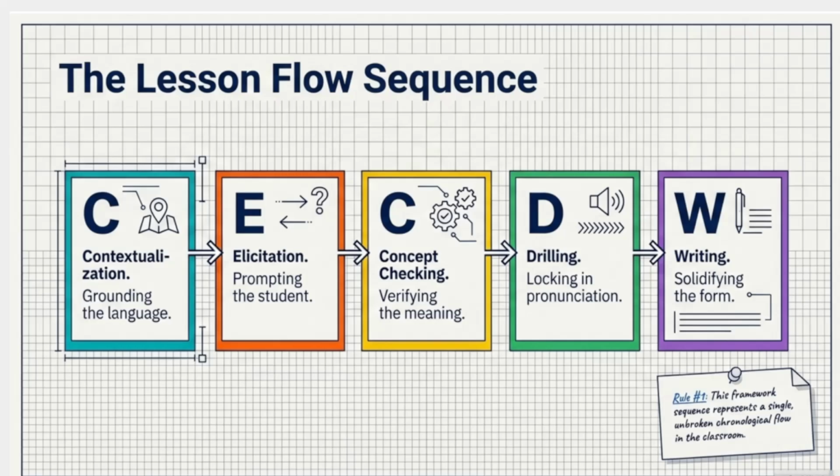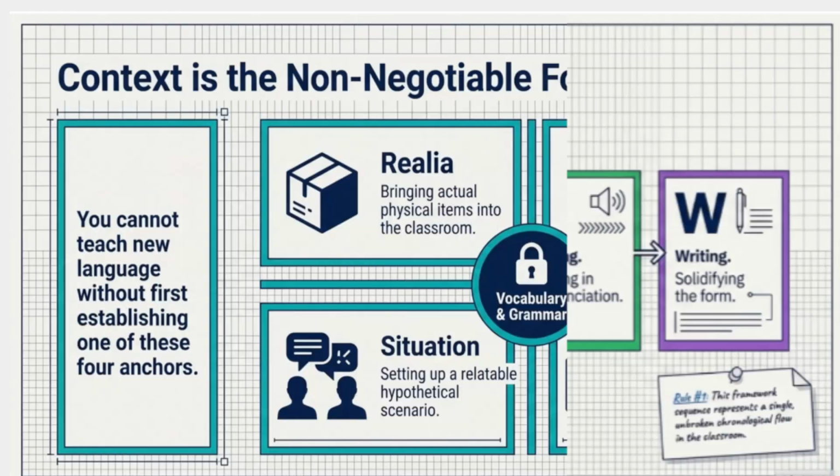An important principle here is that CECDW is presented as a single chronological flow. In other words, we should not randomly jump between the stages. For example, if I am teaching the word briefcase, I should not immediately write briefcase on the board before students have understood the word. Instead, I can first show a picture of a briefcase, create a context, elicit the word, check its meaning, drill the pronunciation, and then write it. This creates a clear learning sequence.